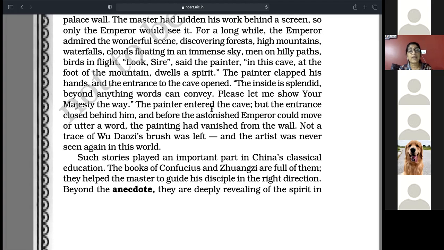Such stories played an important part in China's classical education. The books of Confucius, who was a great scholar and also a spiritual leader, and Chinese follow Confucius as a religion, and Zhuangzi are full of them. They help the master to guide his disciple in the right direction. Means such stories were ethical, moral, showing the righteous path.